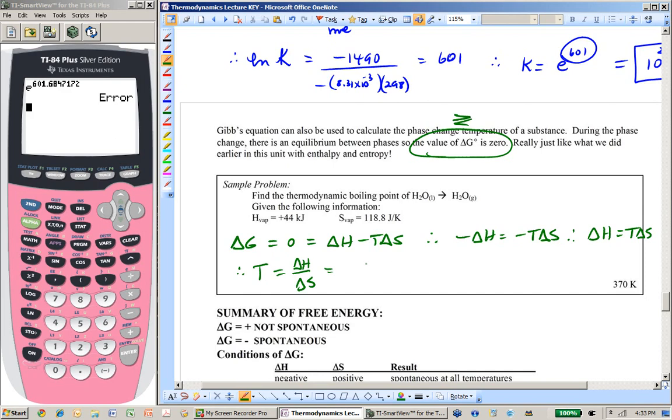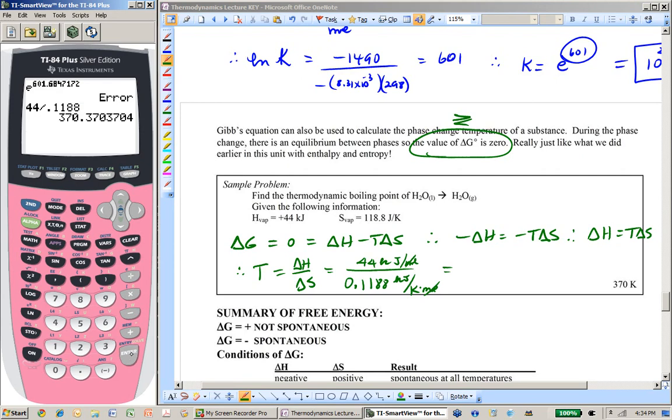Watch your units. That's 44 kilojoules divided by 0.1188 kilojoules per Kelvin, which makes sense if I want a Kelvin. And it really should be per mole in both cases, but that's going to cancel out. All right, so what do we get? 44 divided by 0.1188, 370. No overflow this time. A normal answer, 370 Kelvin.